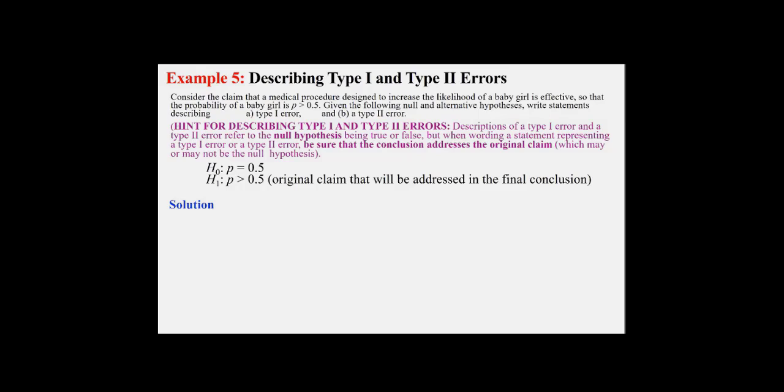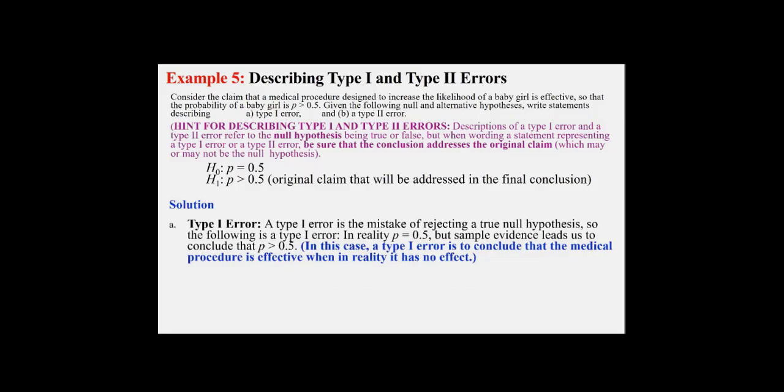Remember, what is a type 1 error? Rejecting the true null hypothesis. So with that being the case, we should be able to recognize the type 1 error. A type 1 error is the mistake of rejecting a true null hypothesis, so the following is a type 1 error. In reality, p is equal to 0.5, but sample evidence leads us to conclude that p is greater than 0.5. In this case, a type 1 error is to conclude that the medical procedure is effective when in reality it has no effect.